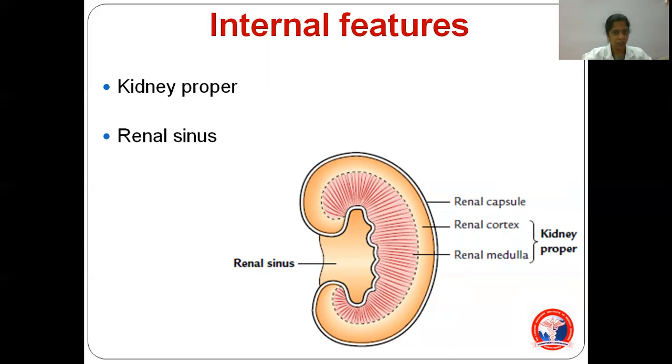When you cut the kidney, macroscopically we can see through the eyes, medially, a space that is named the renal sinus, and we have the kidney proper. This kidney proper consists of renal cortex and renal medulla. Okay, well, after this, is it okay? Now we'll move on to the next slide.